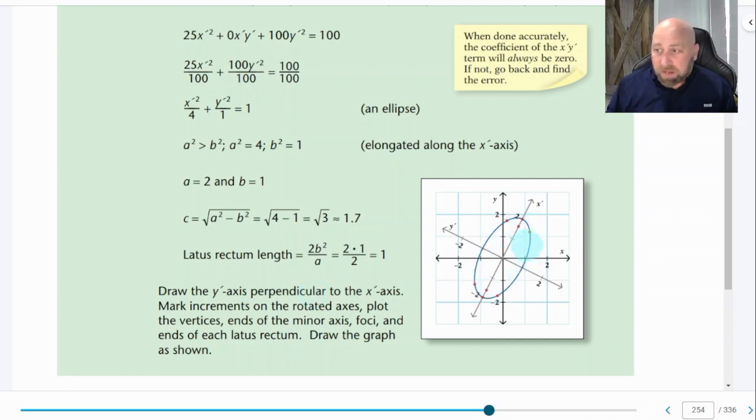Once you get it graphed, you'll notice that it's a kind of weird shape. We had been graphing them perfectly centered on the X axis if it was horizontal, or perfectly centered on the Y axis if it was vertical. Now it's not going to look like that. It's going to look oblong. It's going to look different, but you still have your rotated X and Y axes, which are straight. Put all your stuff on there, draw your graph, and that will be your rotation.